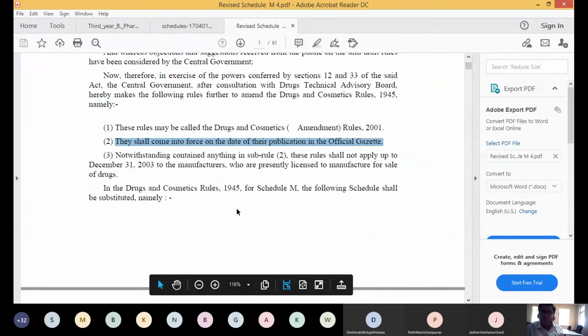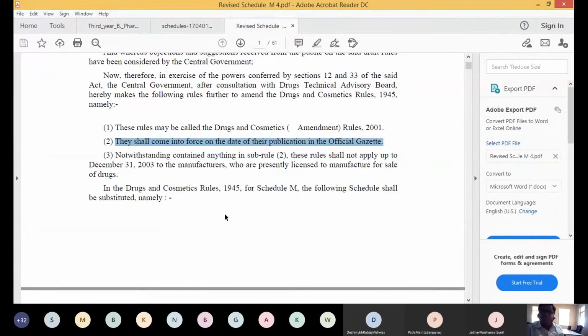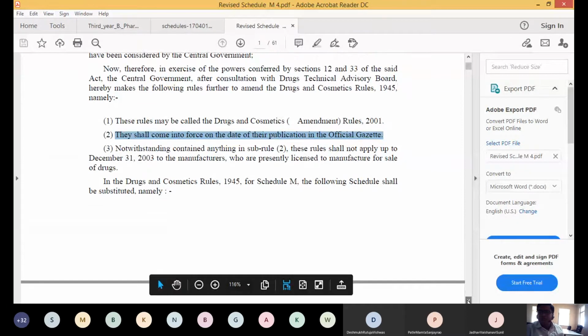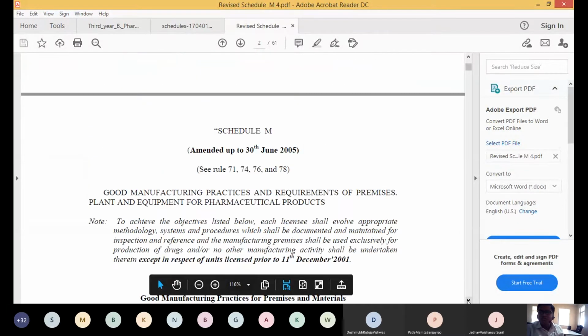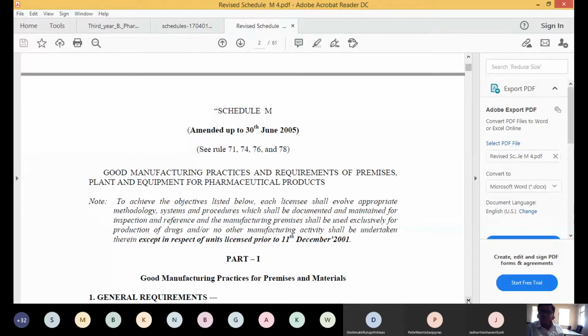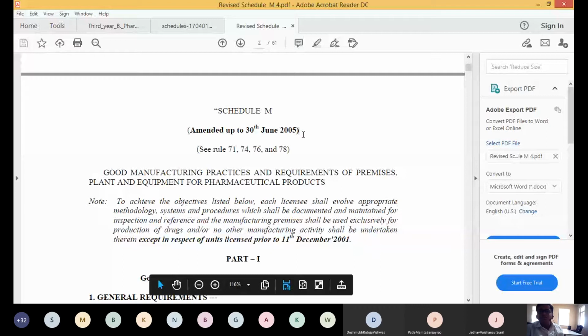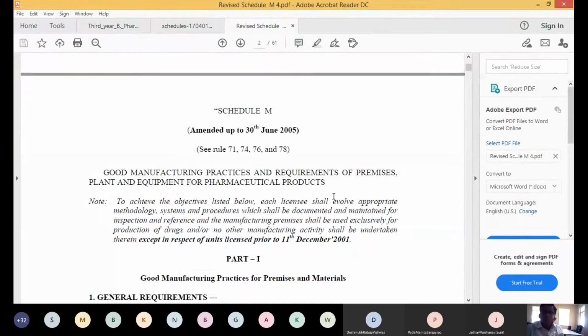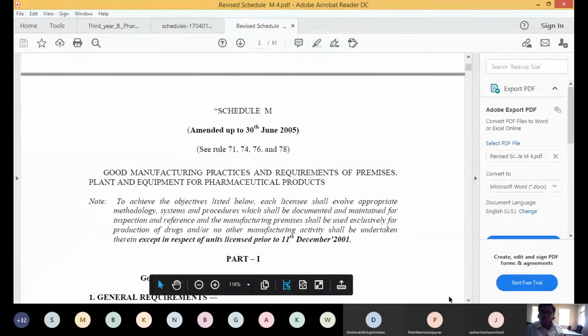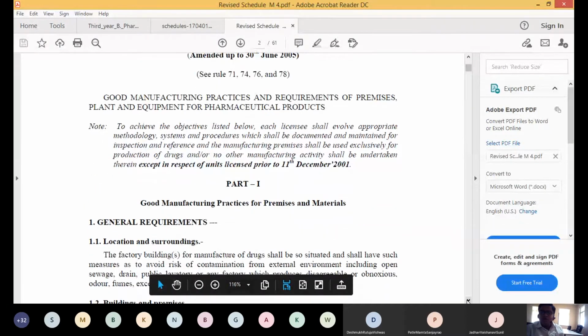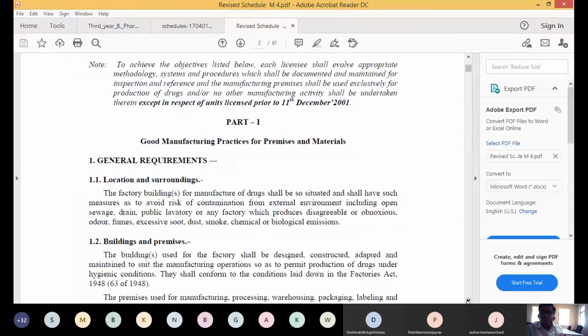These are the amendments in Drug and Cosmetic Rules 1945 for Schedule M. The following schedule shall be substituted, namely for Schedule M. This Schedule M amendment, up to 30th June 2005, covers good manufacturing practices and requirements of premises, plant and equipment for pharmaceutical products. So this is Part 1. In Part 1, good manufacturing practices for premises and materials.